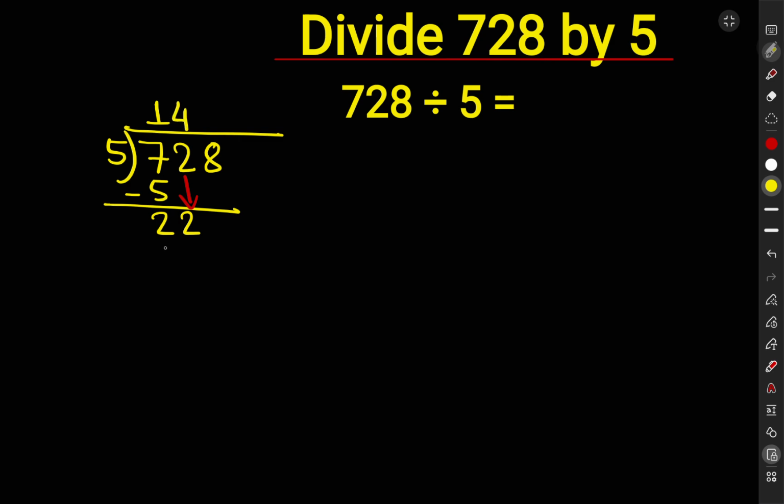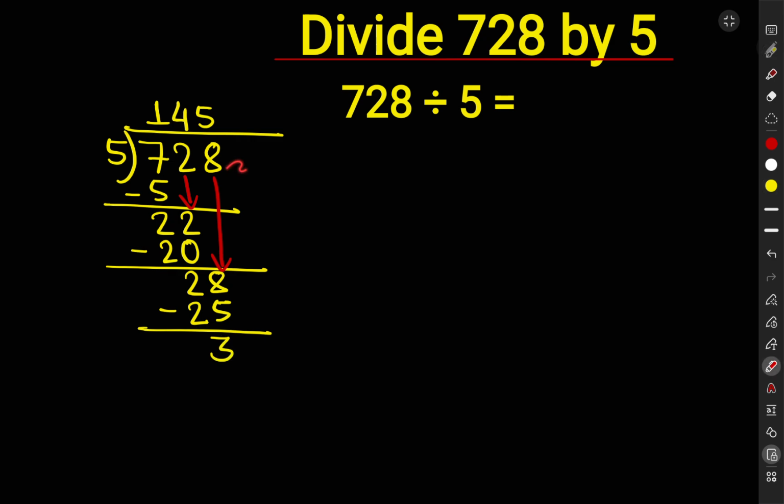5 times 4 is 20. On subtracting, we get 2. So again we put down this 8 and it is 28. 5 times 5 is 25. On subtracting, we get 3.